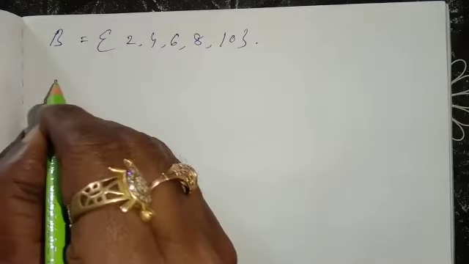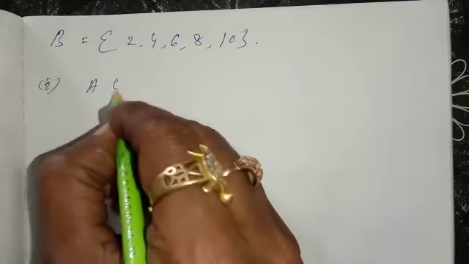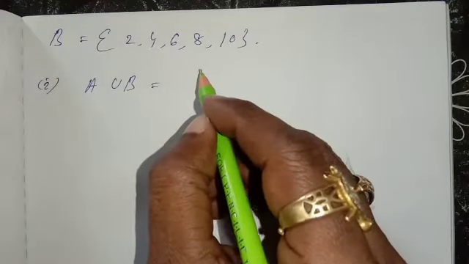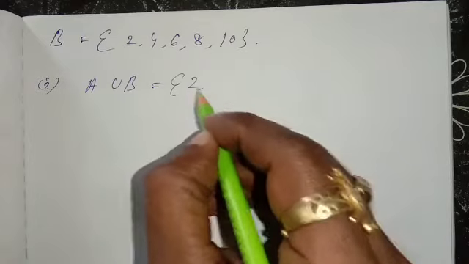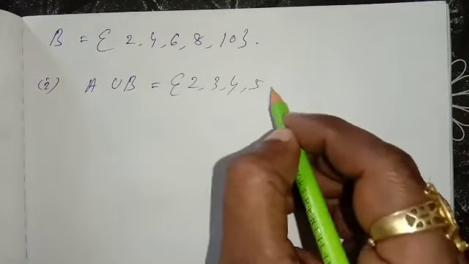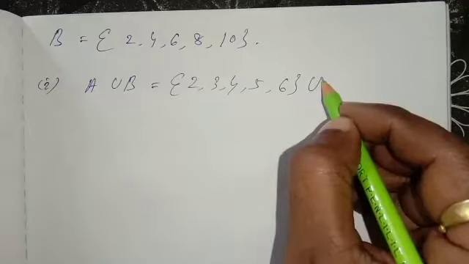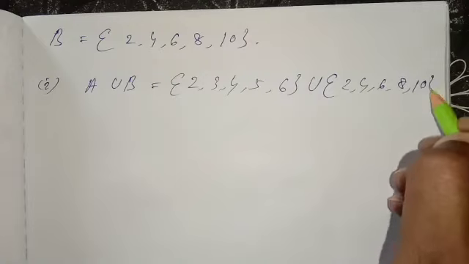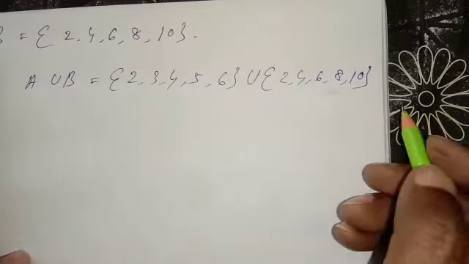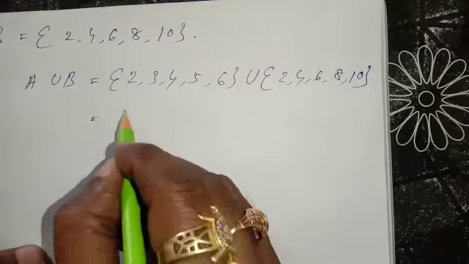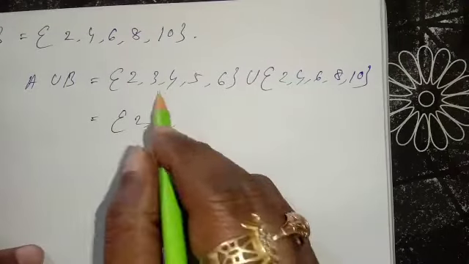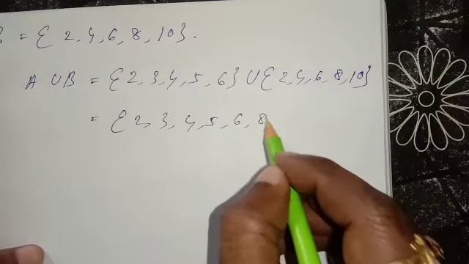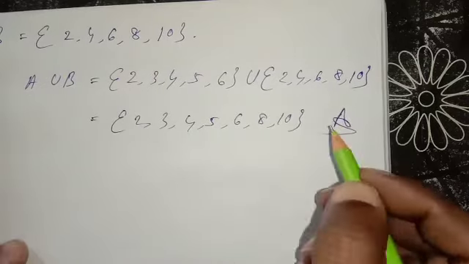Next, first part, you have to find A union B. A is 2, 3, 4, 5, 6. Union B set, B set you got 2, 4, 6, 8, 10. You have to write all the elements, no repetition is allowed. That means 2, 3, 4, 5, 6, then 8, then 10. This is called A union B.